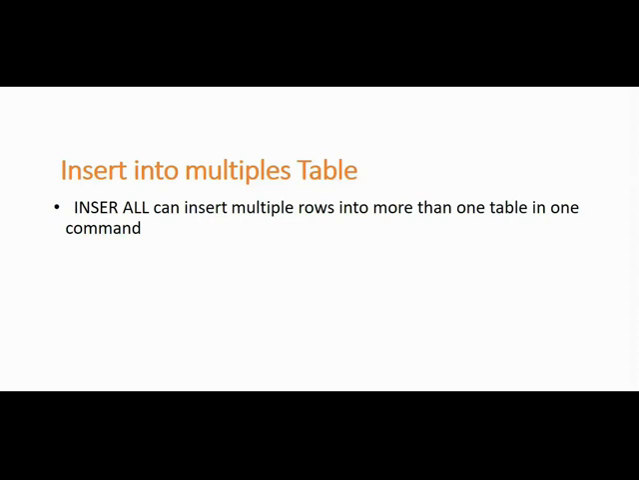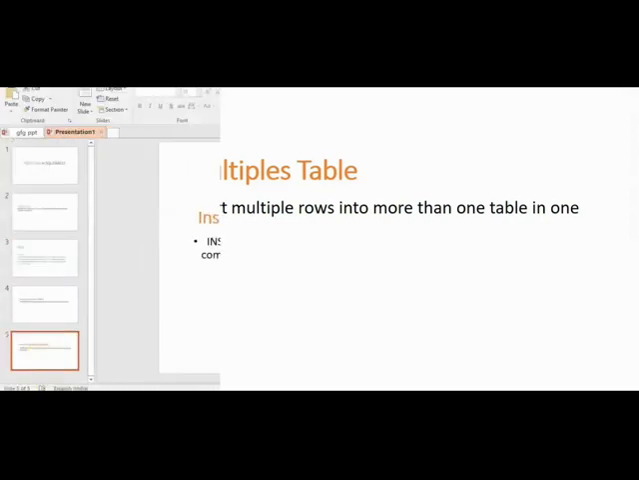So for example, there is a table called sample 2 and there is a table called sample 1. I want to insert 3 records in sample 1 and 3 records in sample 2 at the same time within a single execution. Then that can be also possible by insert all clause. So how we can do that?